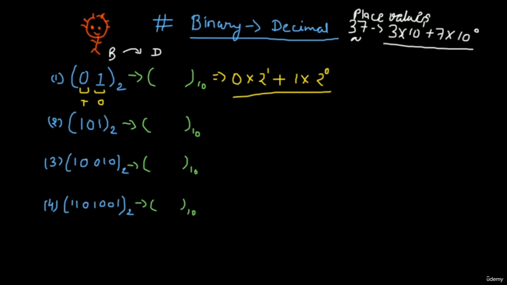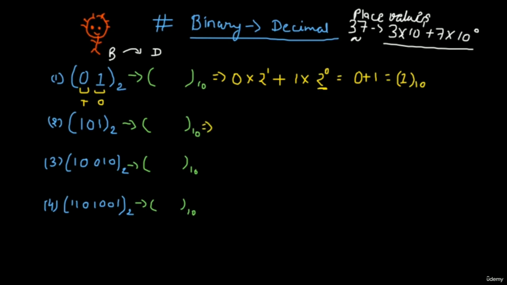Okay, so let's solve it. On solving, we get 0 plus 2 to the power 0 is 1. So 1 multiply 1 is 1 and our answer is 1. Well, if you are already familiar with this, you know that 01 is written as 1 in the decimal form. So we have to write it like this. Now it's complete. Okay, let's try the second one.